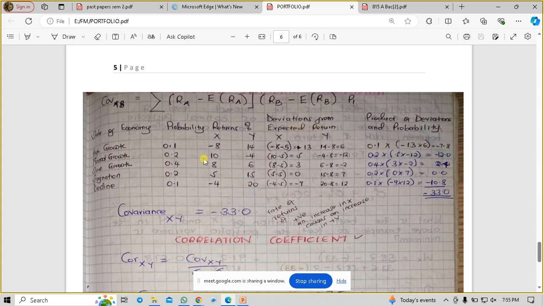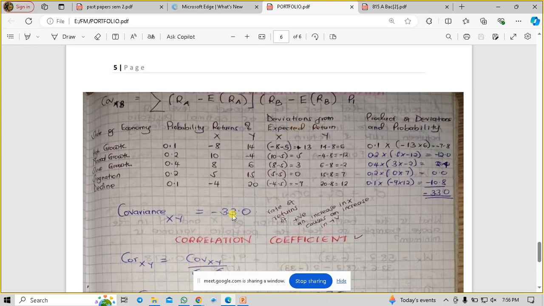The same thing, we are going to say 0.2 probability times the product of the deviation. 0.2 times 5 times negative 12. Then 0.4 times 3 times negative 2. Then 0.2 times 0 times 7. Then 0.1 times negative 9 times 12. Then you add everything. You're supposed to get the covariance of x and y as negative 33.0. That is what we call covariance.